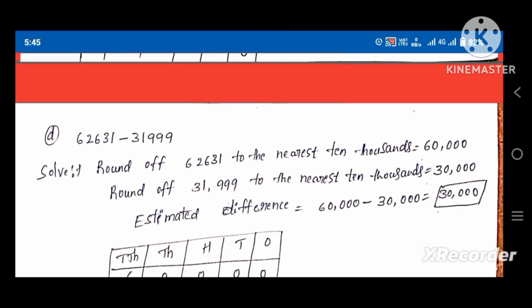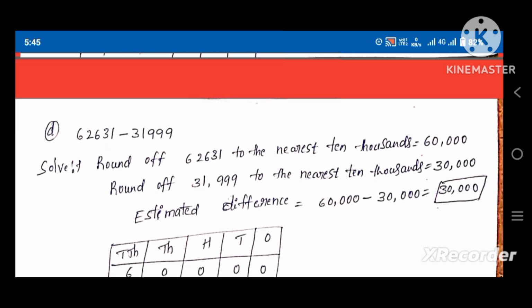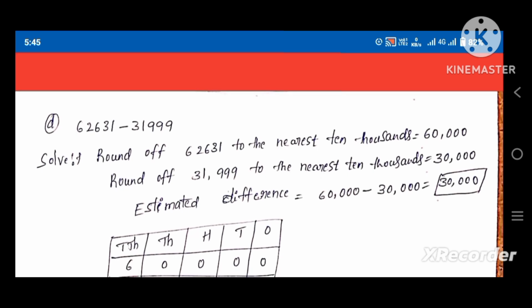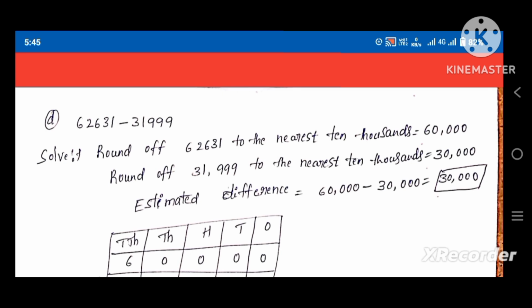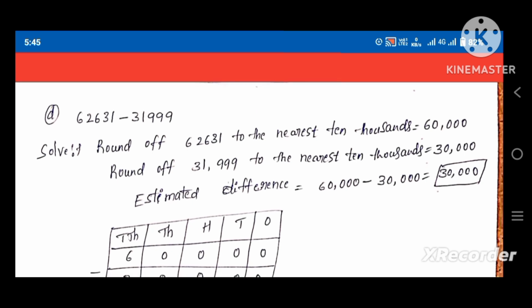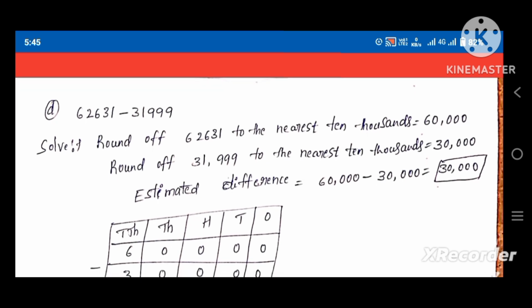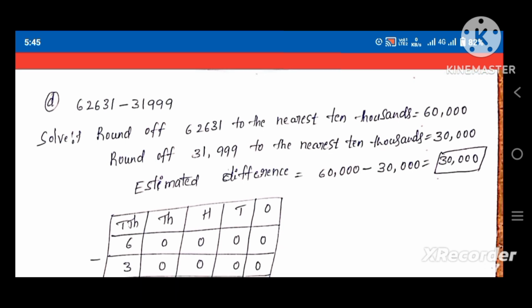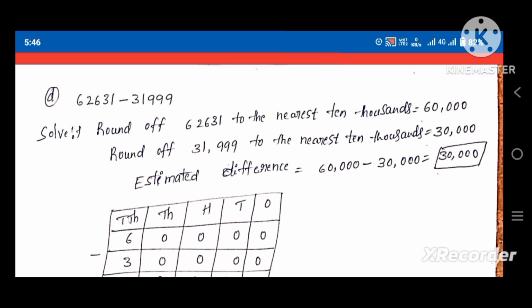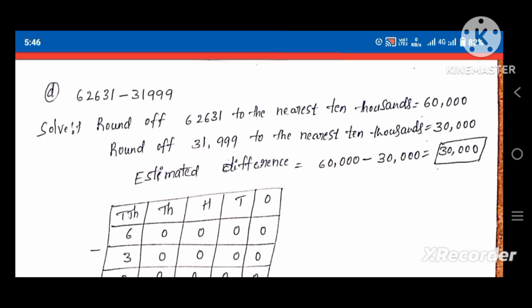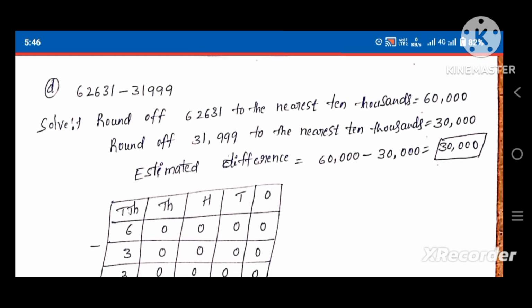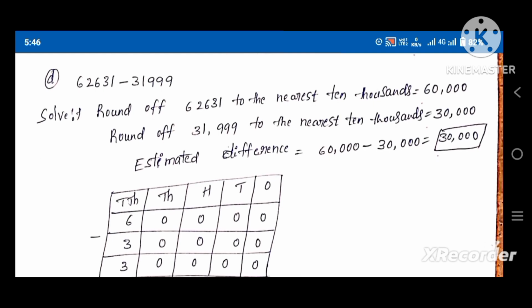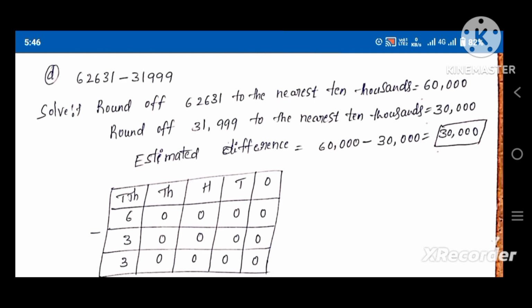Question number D. 62,631 minus 31,999. Solve. Round off 62,631 to the nearest 10,000 is equal to 60,000. Round off 31,999 to the nearest 10,000 is equal to 30,000. Estimated difference is equal to 60,000 minus 30,000 is equal to 30,000.